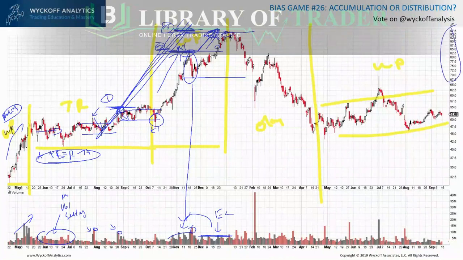Of course, don't forget log scale here. But you can think in terms of the percent. You don't have to think in terms of the price. Percent actually makes a lot of sense, sometimes even more.